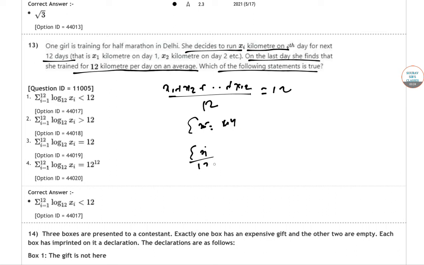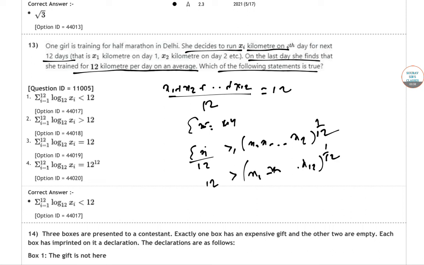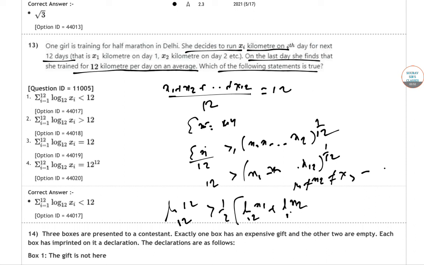So the summation of xi by 12 is greater than or equal to the geometric mean, by the AM-GM inequality. Very simple. So AM is greater than or equal to GM. So 12 is greater than (x1 x2 up to x12) whole to the power 1 by 12. Because x1 is not equal to x2, x2 not equal to x3, the equality doesn't hold. So log 12 base 12 is greater than 1 by 12 times the log of x1 base 12 plus the log of x2 base 12, and so on. So 1 is greater than the summation of log of xi base 12. So if you reverse it and multiply, the product will be less than 12. So option number one is correct.